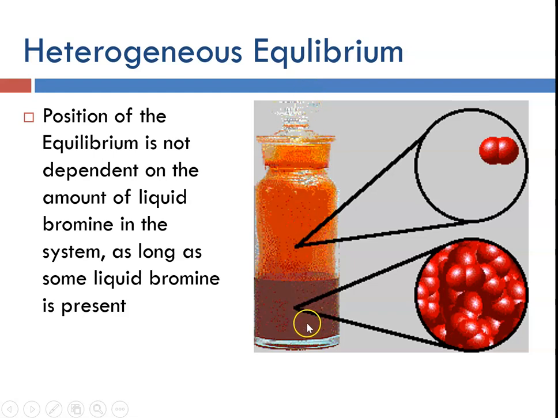So if I have a closed container with bromine, which is a liquid at room temperature, eventually, as long as the lid is closed, what happens is an equilibrium is reached. And it doesn't matter whether there is a drop of bromine liquid or whether there's a huge amount of bromine liquid. It will always reach equilibrium, and the position of the equilibrium is not dependent on the amount of liquid bromine. As long as there is some liquid bromine present, it will reach equilibrium, and that equilibrium concentration will be the same.